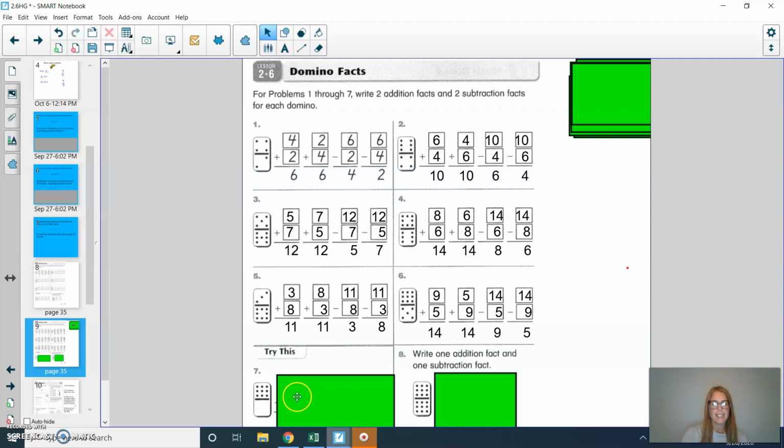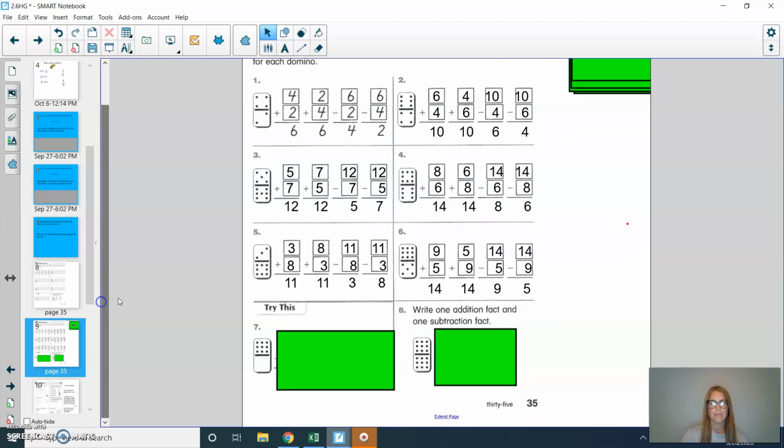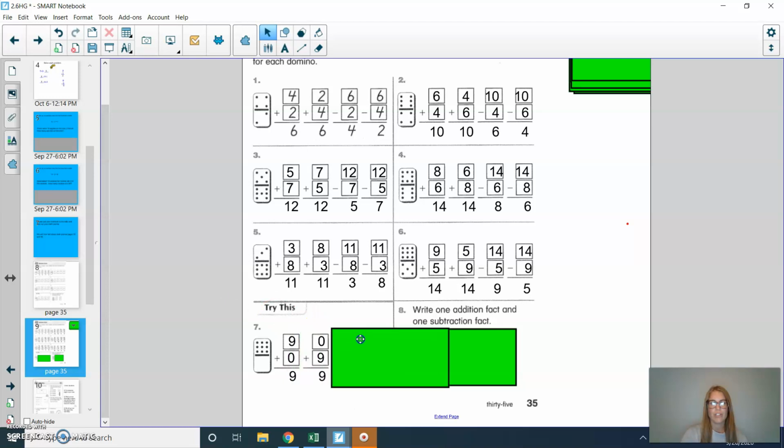For the try this, if you didn't solve that yet, press pause, and then play when you're ready to hear the answer. For the try this, I had 9 plus 0 equals 9, and then 0 plus 9 equals 9. Then 9 minus 0 equals 9, and 9 minus 9 equals 0.